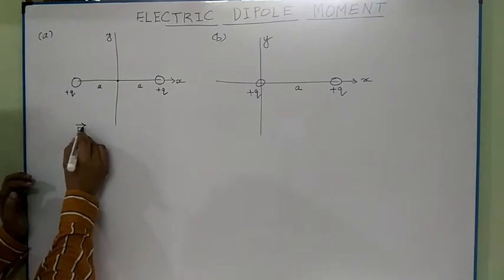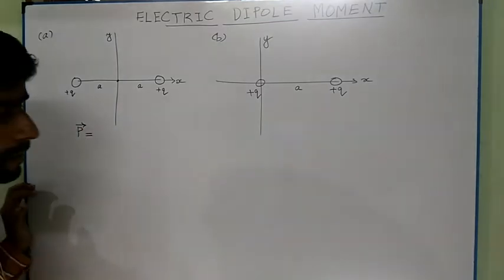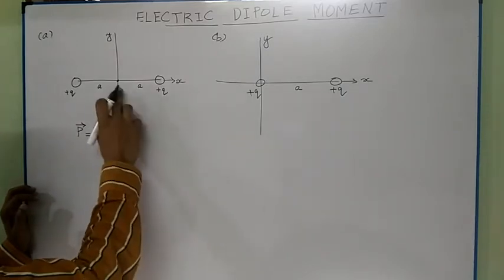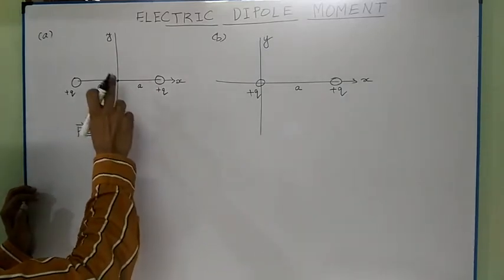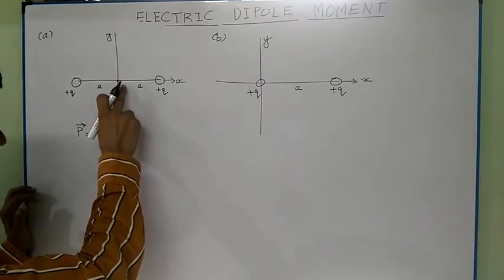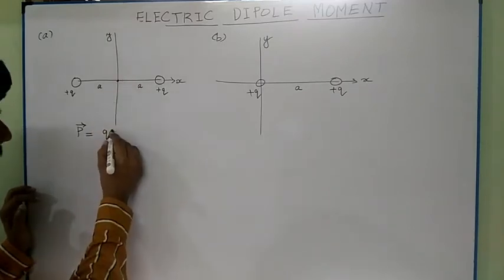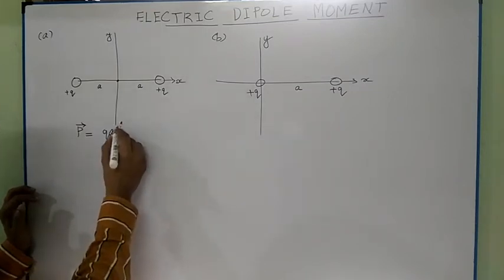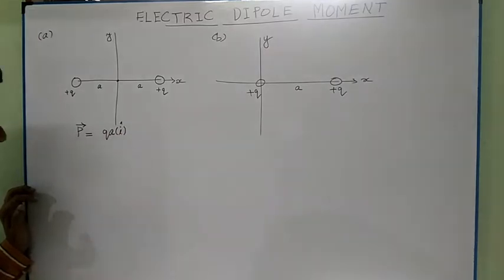P vector is equal to plus q into, எப்போதுமே நான் என்ன சொல்லிருக்கேன்னா, origin இருந்து தான் நம்ம distance measure பண்ணனும். So from the origin the distance is a, qa, and what is the unit vector? i cap. qa i cap.